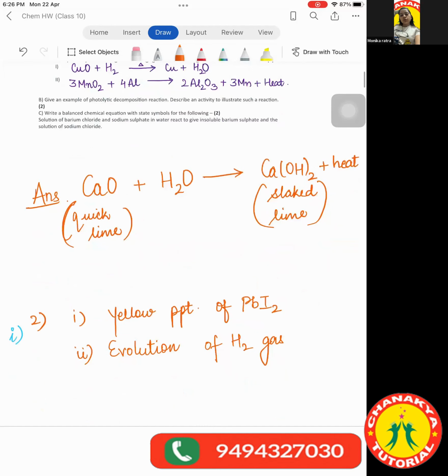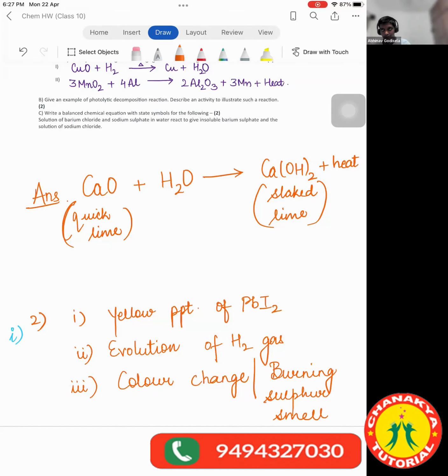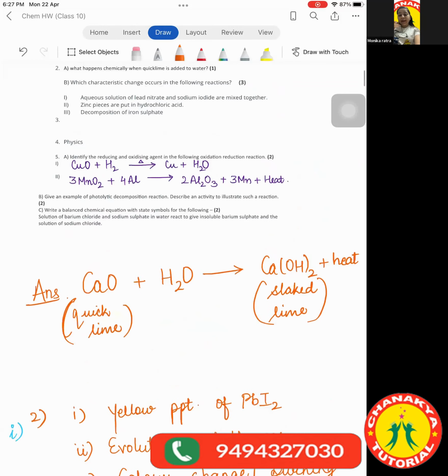Third is decomposition of iron sulfate. Two things happen when the iron sulfate decomposes. First, the color change happens. And secondly, the smell of burning sulfur is observed. Clear? Any doubts still? Ma'am, I wrote the equation. Yes, but the equation is not asked here. What are they asking? What characteristic change occurs? So what changes is the color, as well as the smell that is observed.